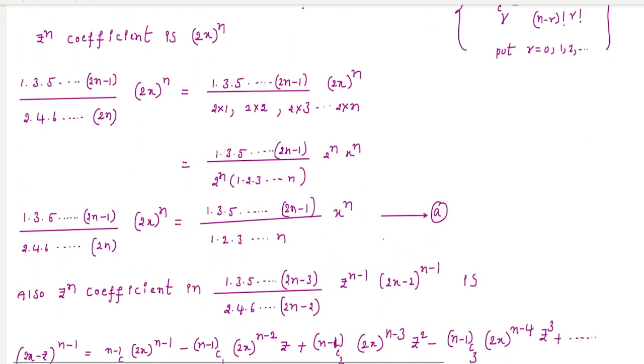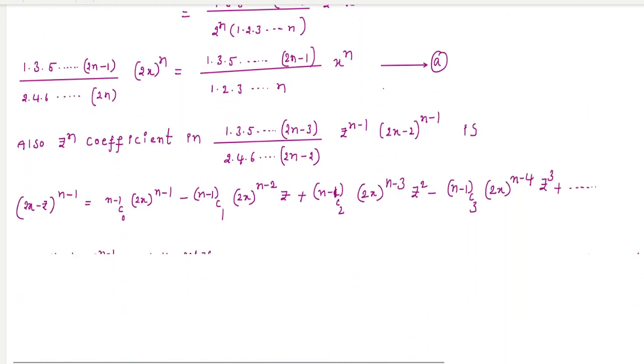So equation number A is there. Like that, we need to find almost 3 equations. This is our z power n coefficient and 2x minus z whole power n minus 1. Okay. So we need to compare z power n coefficient here also.